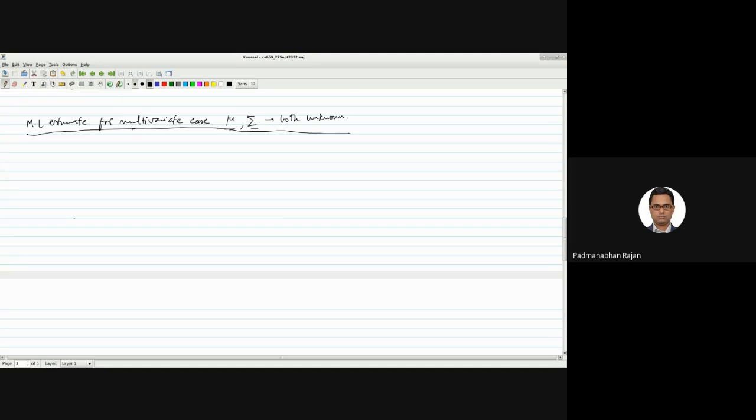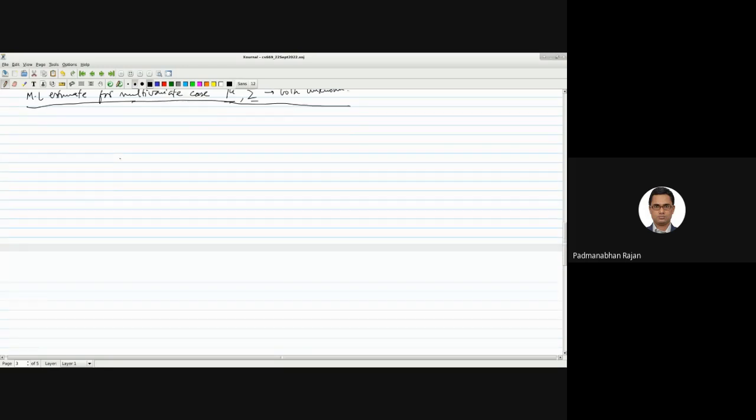All right, so we are recording, right? Yeah, we are recording. Okay, now we will look at the ML estimate for the multivariate case, when there is a mean vector and a covariance matrix. So our parameter vector is now mu and, call it, sigma: the mean vector and the covariance matrix. So this is the parameter vector.